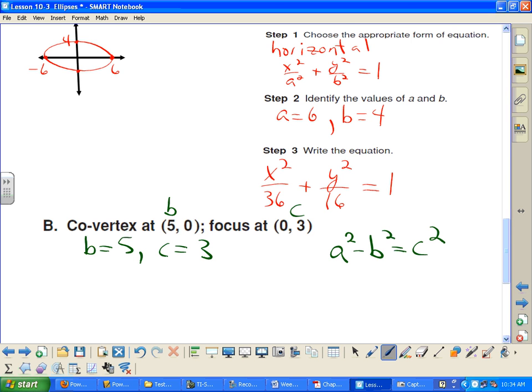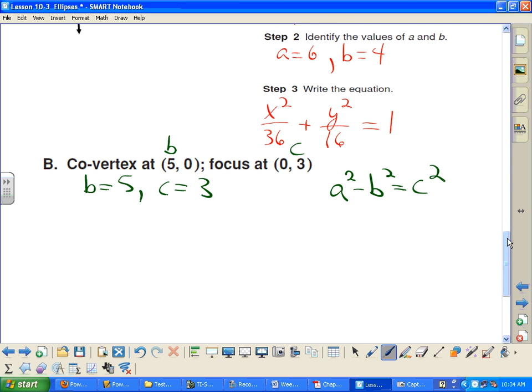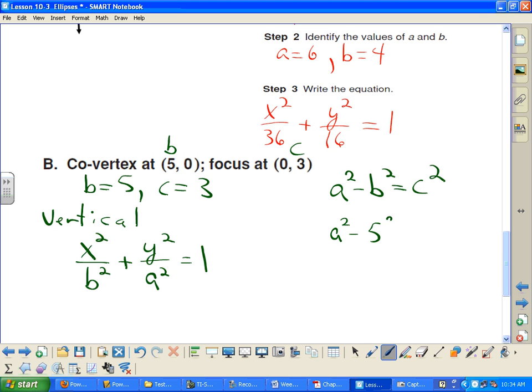Okay, so let's find the value of A. So we know it's stretched vertically. That means it's going to be x squared over B squared plus y squared over A squared equals 1. This is the form we're going to use. Like I said, you can put x first or y first. It doesn't matter when it's vertical. All right, so we've got to find A. So we'll put 5 in for B and 3 in for C.